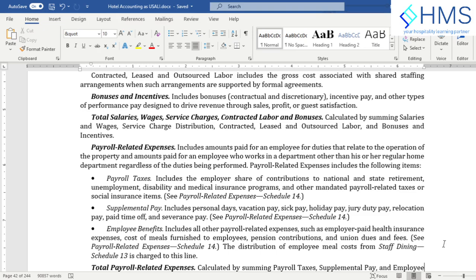So that it does not affect the payroll expenses. So that's the leave.